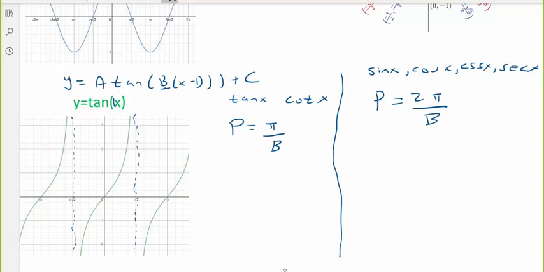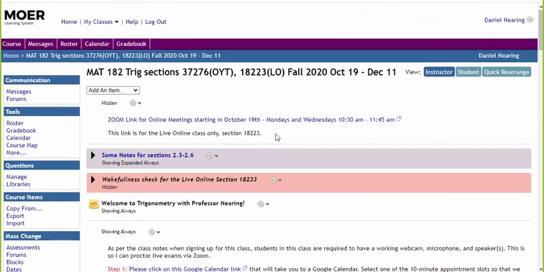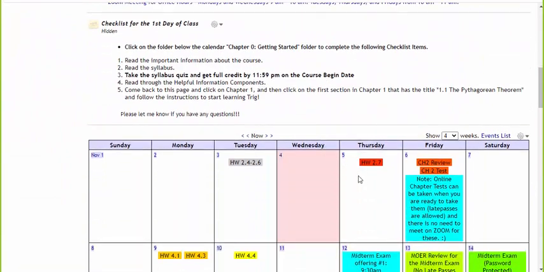So this will make sense when I go to the homework here. And so here we are, I think, in 2.7.